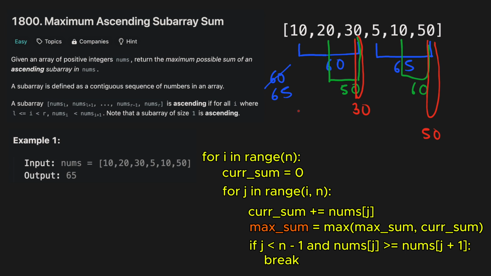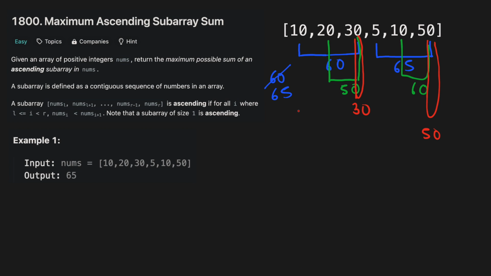Now in terms of time complexity, it will be O of n square because of the nested loop. And given this problem is easy, this solution may be accepted as well. But you would have guessed by now that we can definitely do better, because you would have noticed we are doing repetitive work again and again.